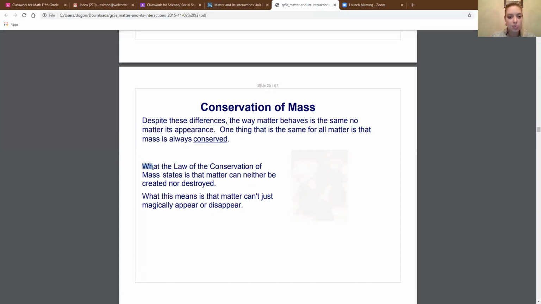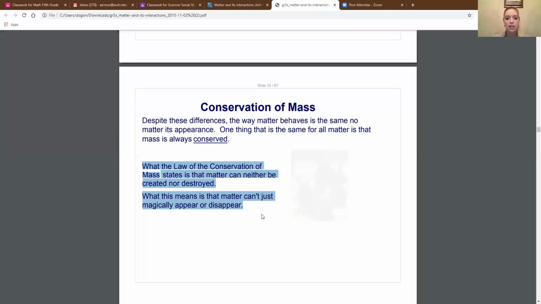We'll go ahead and add this as well. What the law of conservation of mass states is that matter can neither be created nor destroyed. And what this means is matter can't just magically appear or disappear. Go ahead and add that into your notes, please.